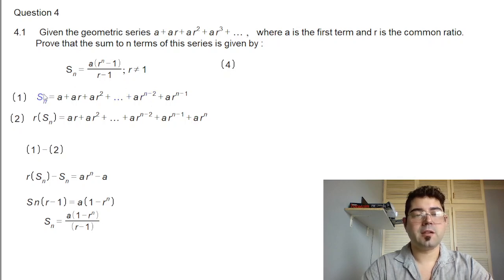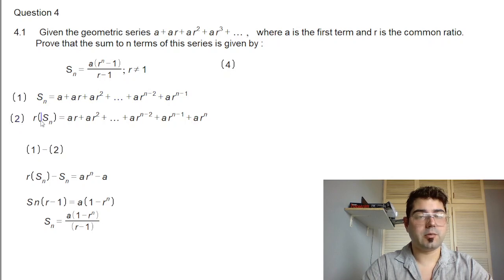The next step is to take that same sum and multiply it by r. What we're doing here is actually an algebra trick. We are multiplying by r, and that's going to give us a bunch of terms that can cancel out with the terms in the first equation.